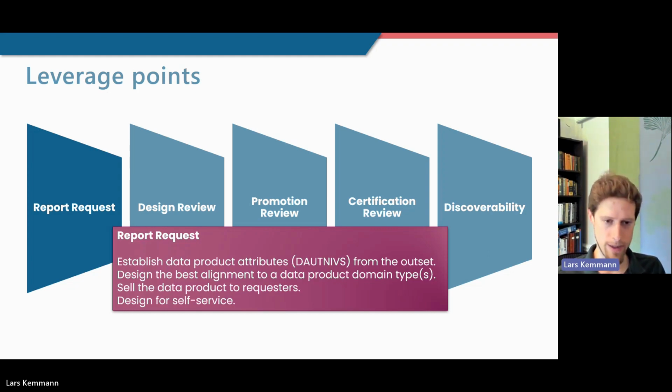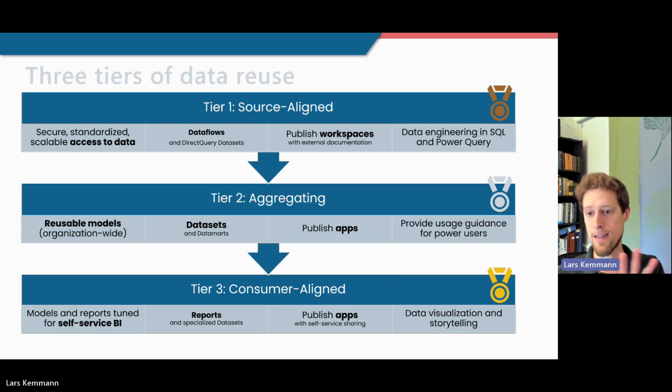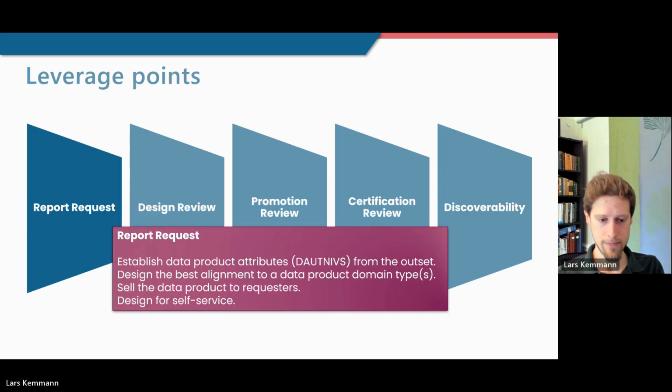So I talked about this before. You want to make sure that you're aligning to the right data product domain types. So going back to the slide here, you want to maybe break this report request into, certainly there's going to be some kind of a tier 3 report, maybe multiple, but are there some data sets that we want to make organizationally reusable? And what are the data sources that we can expose as tier 1 source aligned data products in maybe a reusable way? So that's your first leverage point.